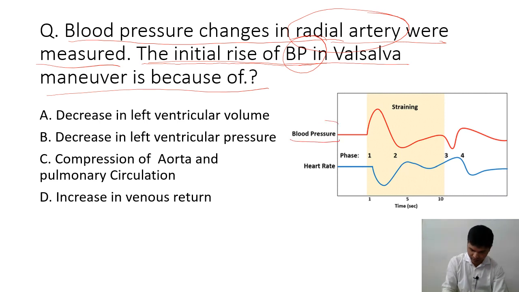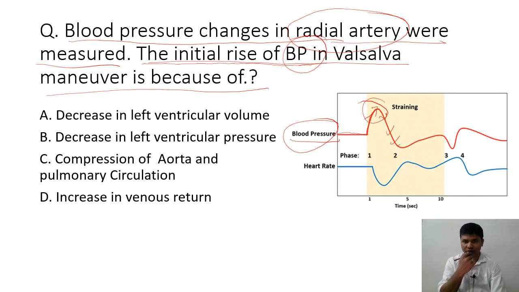Here is the blood pressure diagram. This is the normal. When you start the Valsalva maneuver, pressure increases, and then pressure decreases again. The question is what causes the initial rise of pressure. When you strain, intrathoracic pressure will increase, which increases the return of blood to the left ventricle, so left ventricle filling pressure will increase and systolic blood pressure will obviously increase.